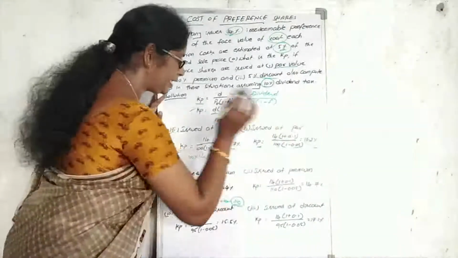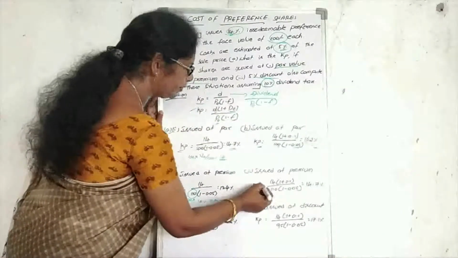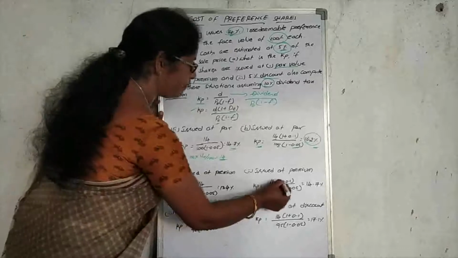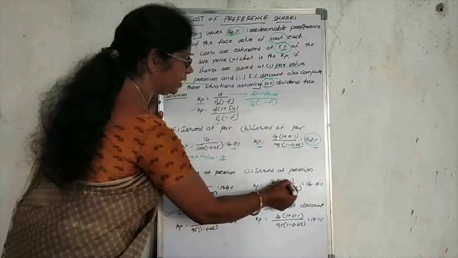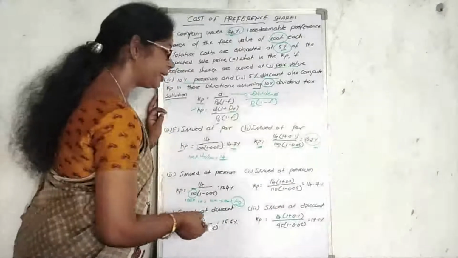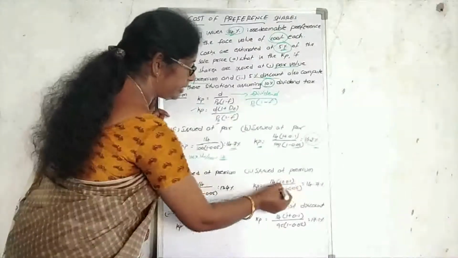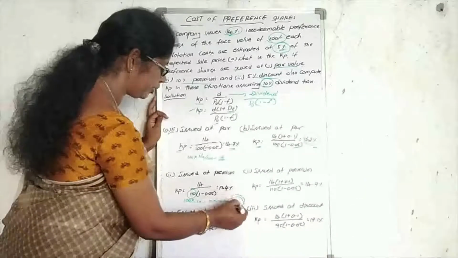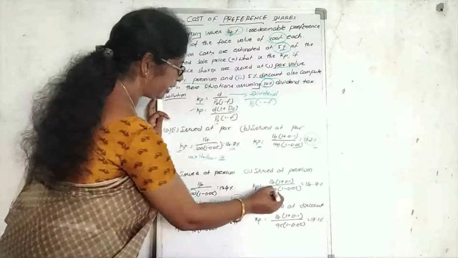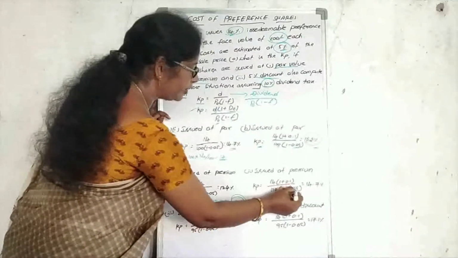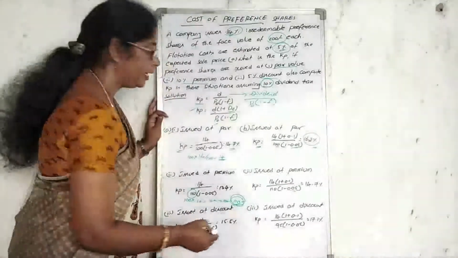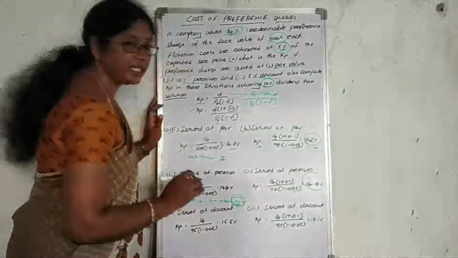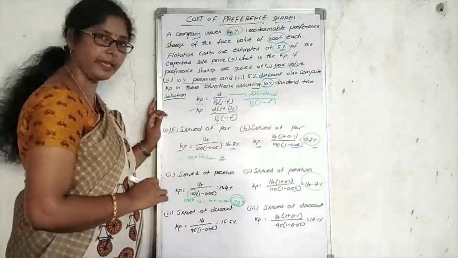Okay, when tax on dividend applies, KP equal to the same 14 as dividend, and 1 plus dt. What is dt? 10%, 0.1, divided by the value here, 110 rupees, which we already determined, into 1 minus the flotation cost 0.05. That equals 14.7%. So in this situation, the cost of preference is 14.7%.